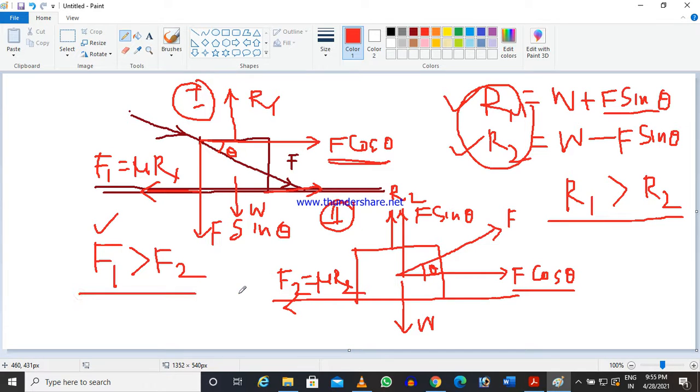So definitely from this explanation we can conclude that when we are trying to move a block, pulling always needs less effort compared to when we try to move it by pushing.